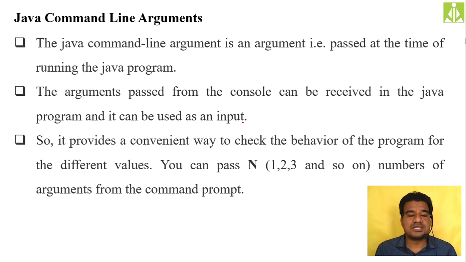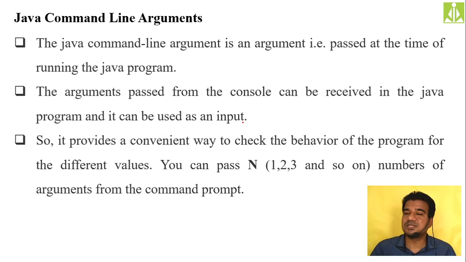Java's command line argument is an argument that is passed at the time of running the Java program. When you are executing the program, when you are running the Java program, over there itself we pass the input. That input you can read inside the program using command line arguments. How we do that, we will discuss step by step. The arguments passed from the console can be received in the Java program and used as input.